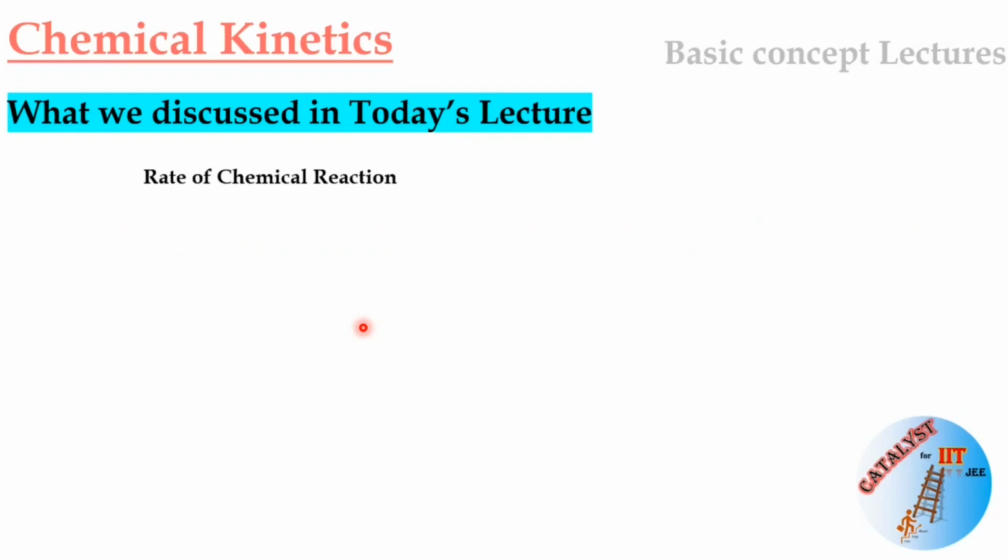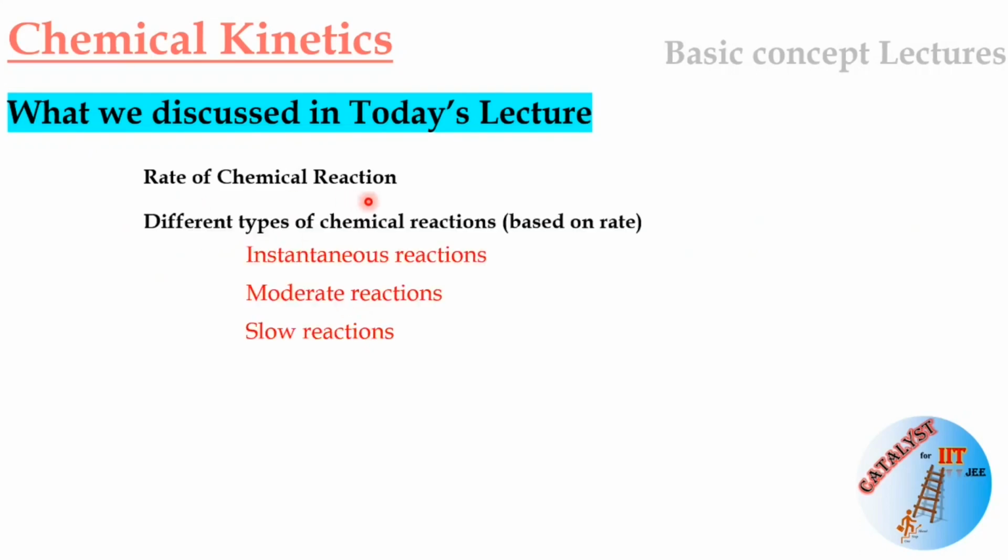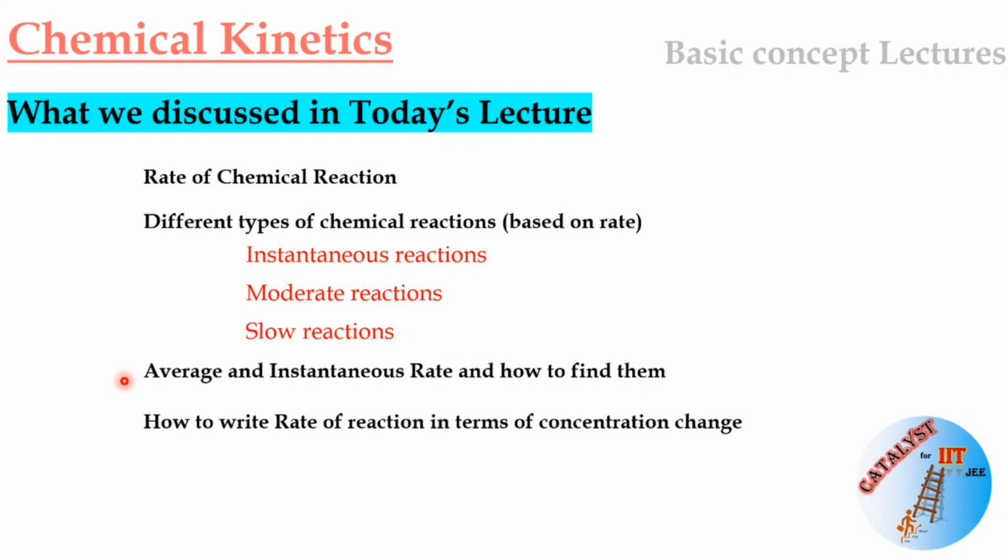So what we have discussed in today's lecture: we discussed the rate of chemical reactions, different types of chemical reactions. We discussed average and instantaneous rate and how to find them. We also discussed how to write rate equations for complex reactions in terms of concentration change of reactants or products. Also we solved some problems and showed their solutions. That's all for lecture 1.